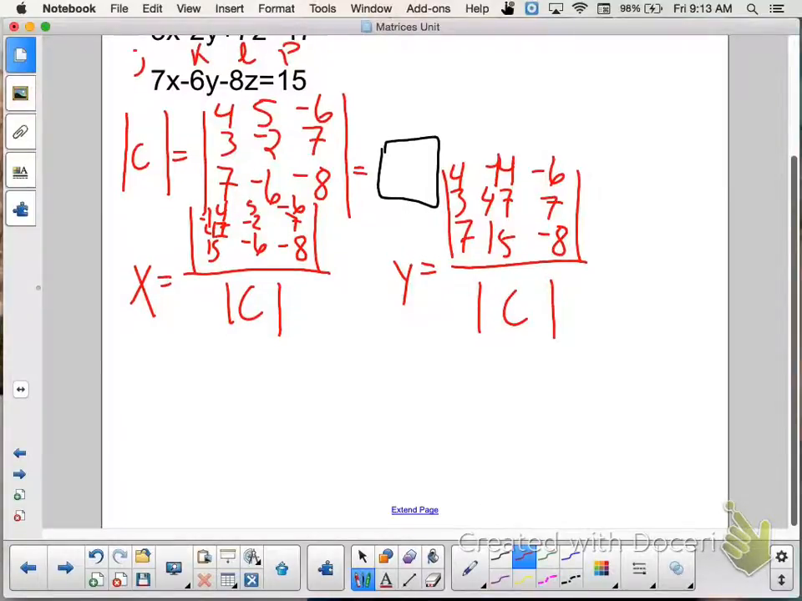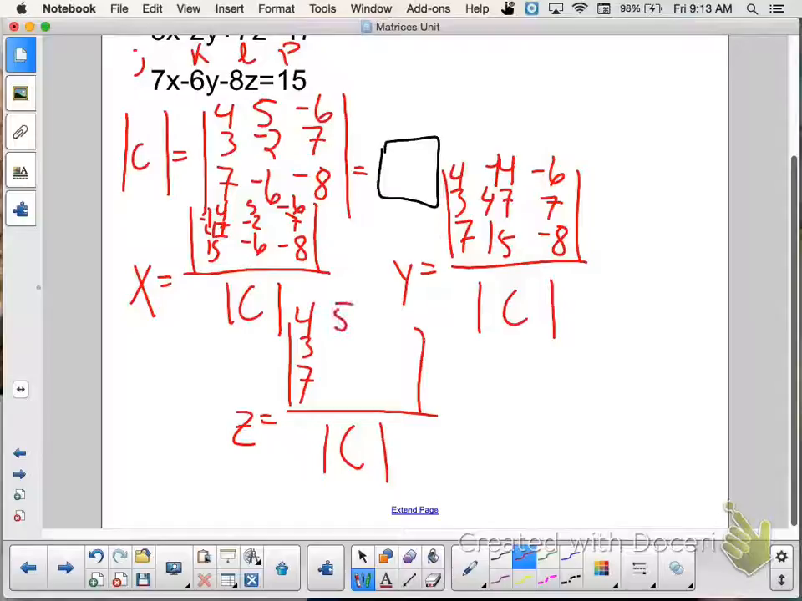Then my last one would be z. It'll be over my coefficient determinant. Use the coefficients of x, coefficients of y, and then the constants on the side, so negative 14, 47, and 15.